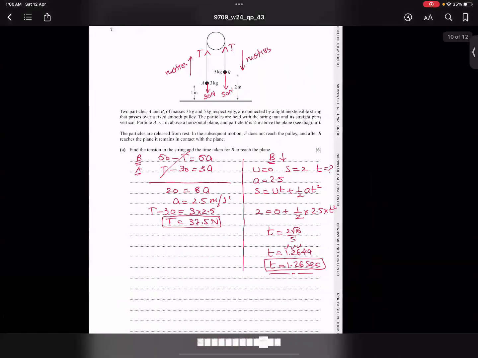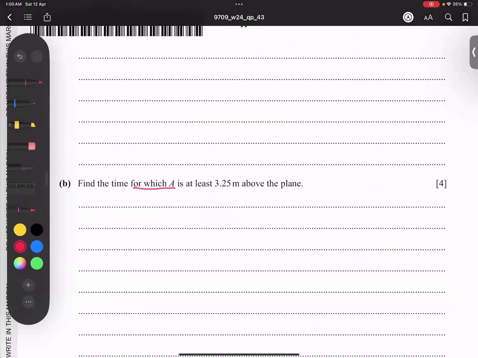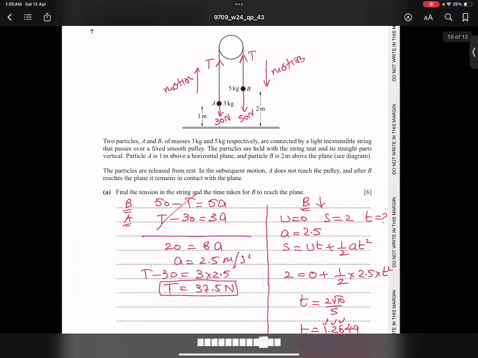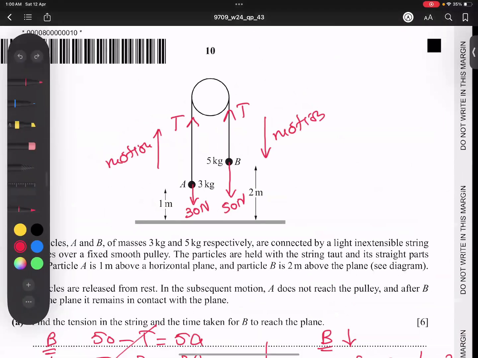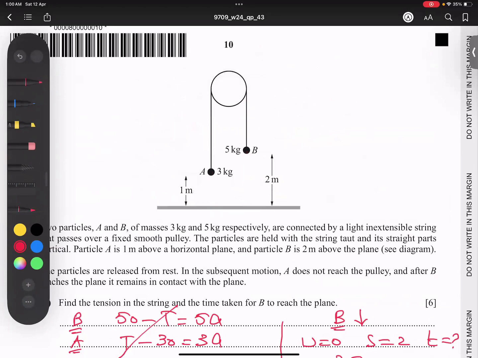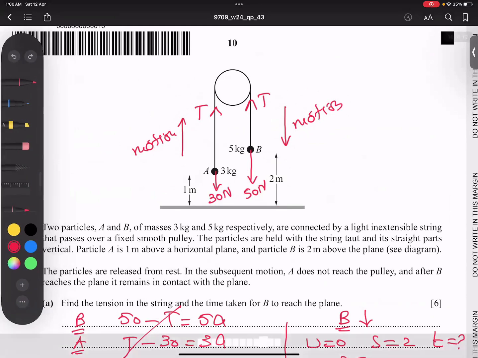Next part on next page, he mentioned here, find the time taken for A to reach at least 3.25 meters above the plane. So let's discuss. A is at least, it means this distance or more. So 3.25 meters. Keep your eye on 3.25 meters. Best technique, I just take this diagram and shift it to the other page, and for a while I delete it. And this diagram, I can make on my own, no issue at all.